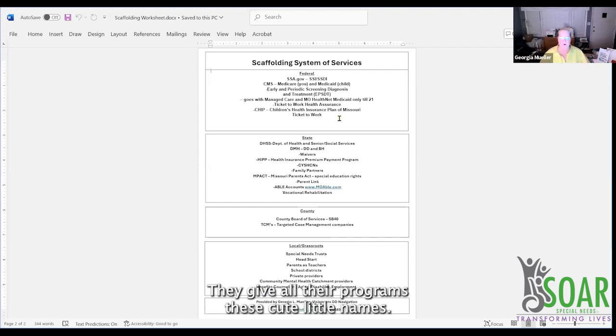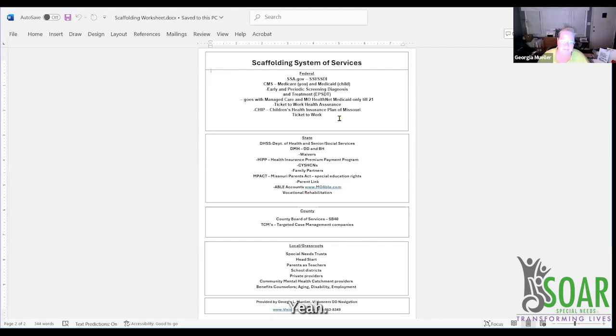They give all their programs these cute little names, and so if you're trying to study it from one state to another, it doesn't always translate. I can't always be sure what I'm looking at in one state versus another until I go look it up and compare notes. But they do look the same once you look at the skeletons.